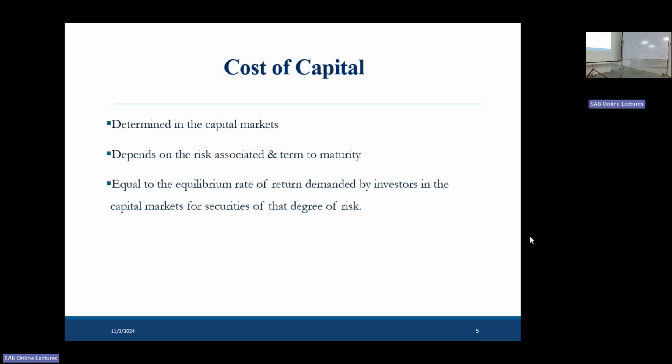Right? So therefore, if you invest in ordinary shares, you have to wait 5-10 years until these investment projects are successful to get the value. Value created has an impact, so you have to wait a long time. So then your risk is high, and again your required rate of return is high. So that depends on the risk associated and the term to maturity. So this is equal to the equilibrium rate of return demanded by investors in the capital market for securities of that degree of risk.